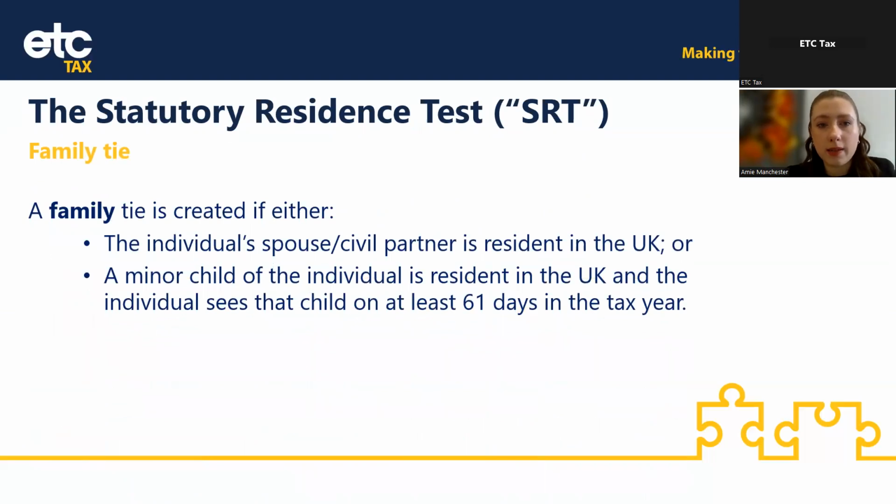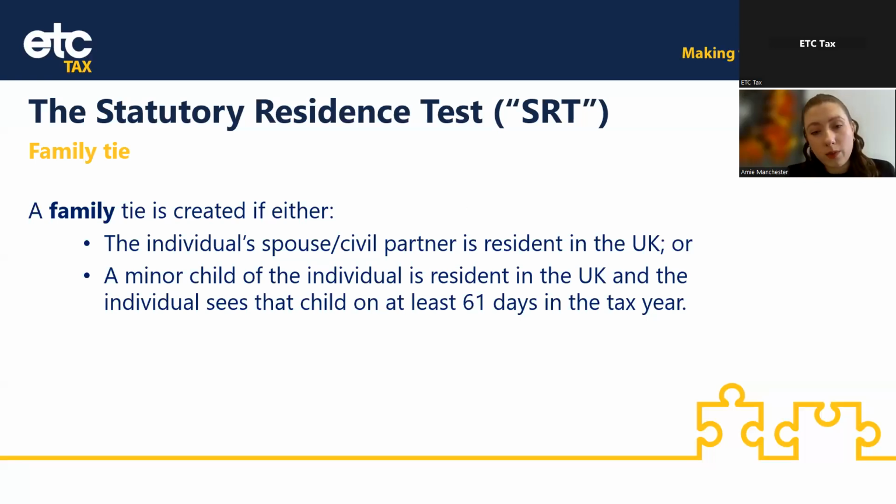So the first one is the family tie. A family tie is created if either the individual's spouse or civil partner is a tax resident in the UK, or they have a minor child and that child is resident in the UK, and the individual sees that child on at least 61 days in the tax year.